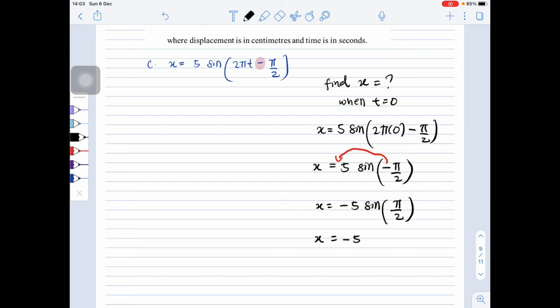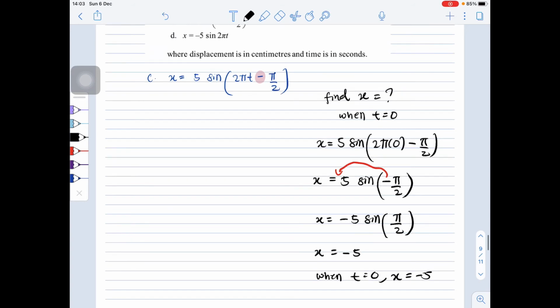So when t is equal to 0, x will be equal to negative 5. So let's draw the axis first. So we have y-axis, which is x in centimeter. And then we have, okay, x-axis here, t, which is in second. Then let's label that one. Okay, 5 and negative 5.